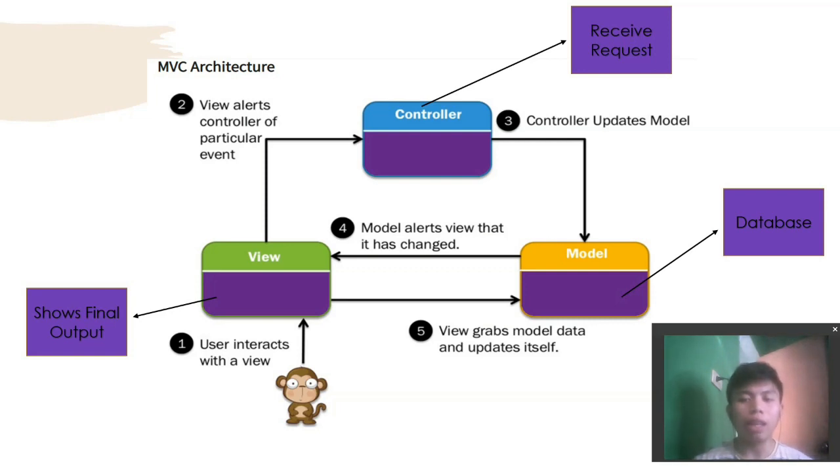The model is the database of a system. When the controller commands the model, the model will do its work, and then it will go again to the view, and the view will show you your final output. And that's how the MVC helps the C# programming language to work easier. And that's all for C#.